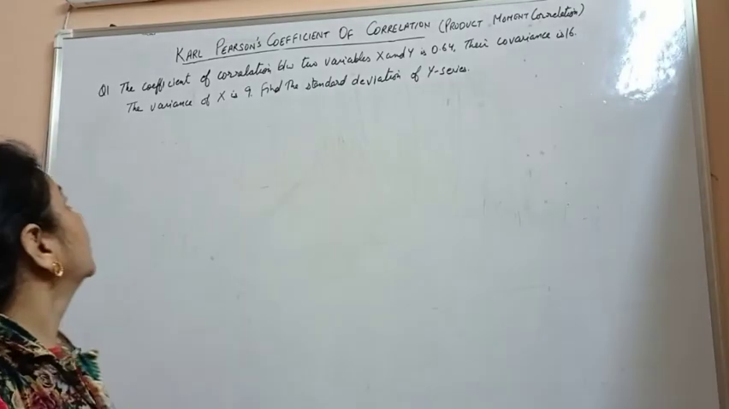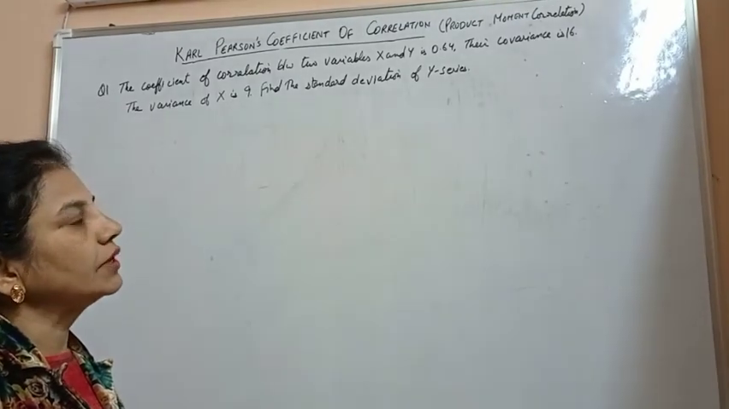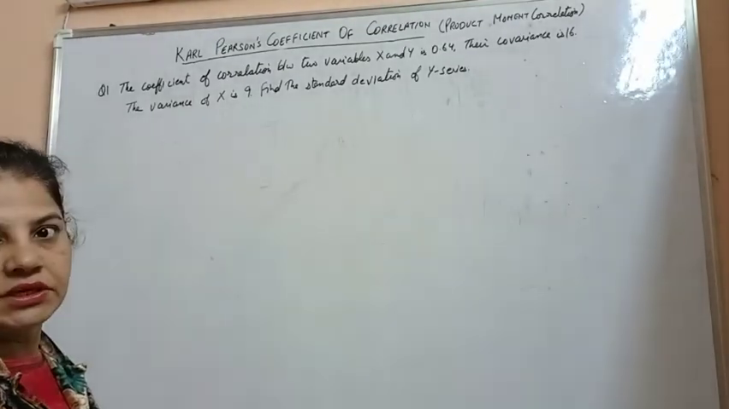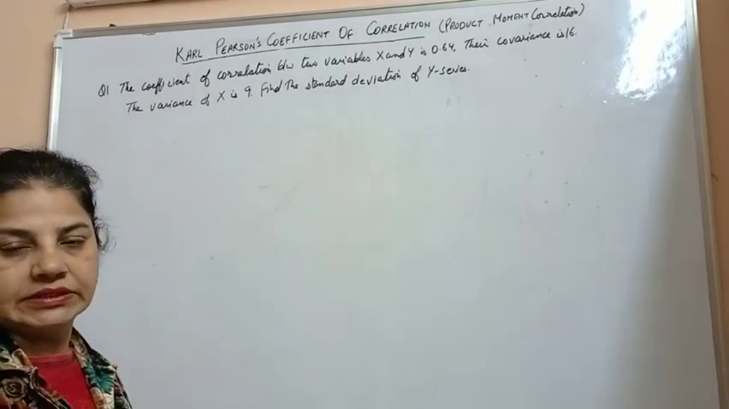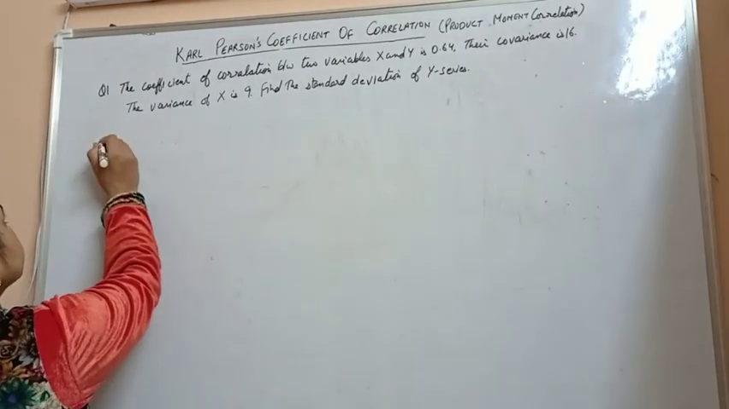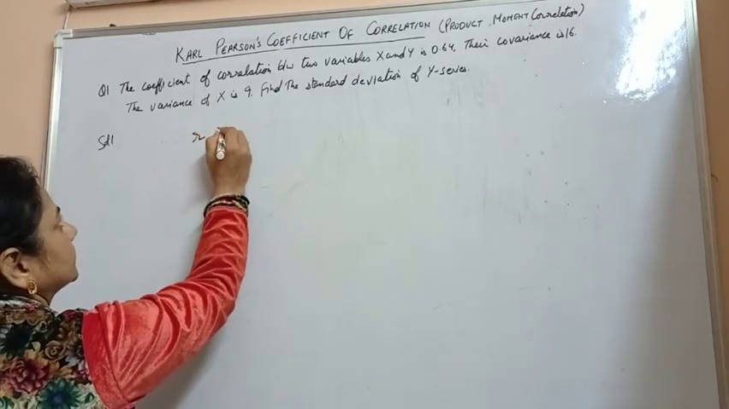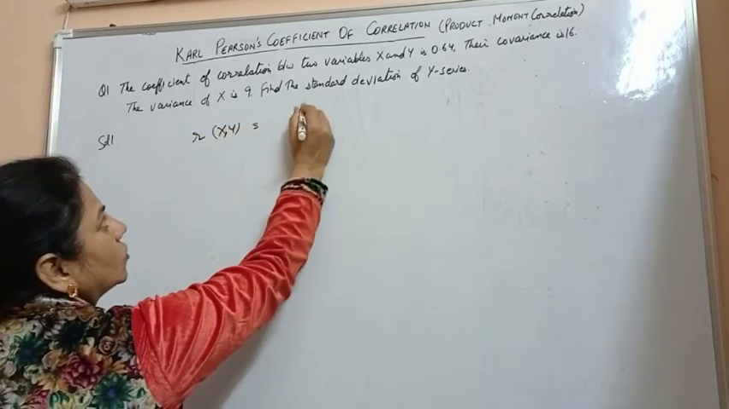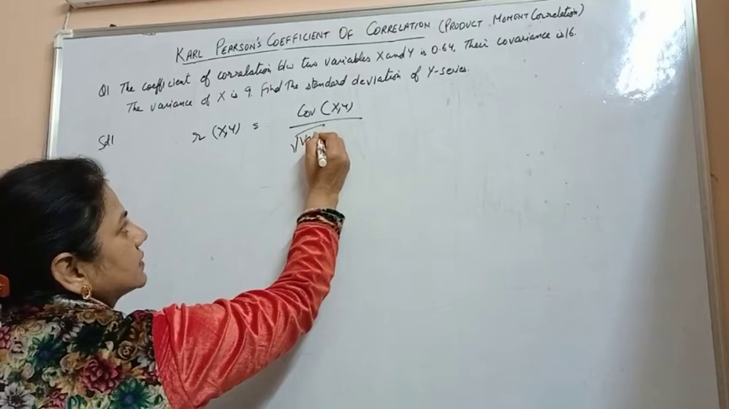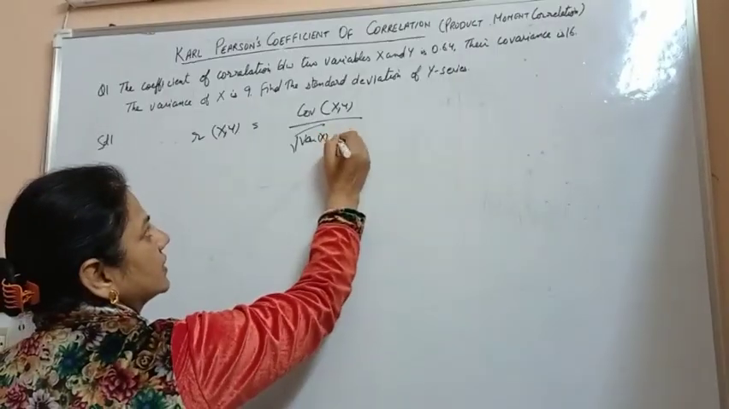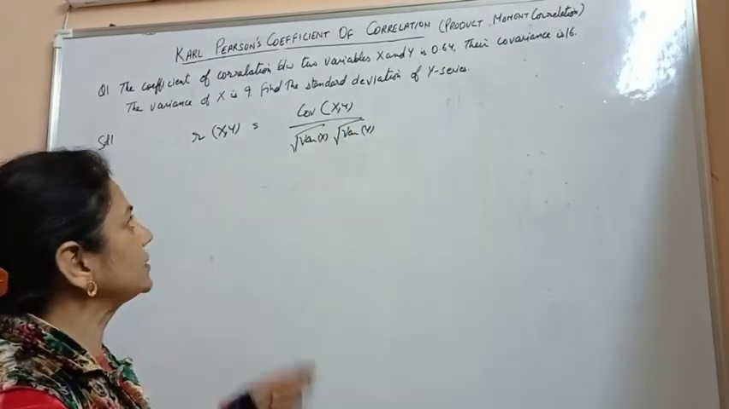Question number 1. The coefficient of correlation between two variables x and y is 0.64. Their covariance is 16. The variance of x is 9. You have to find the standard deviation of the y series. We know the formula: coefficient of correlation is equal to covariance xy divided by under root variance x, that means standard deviation of x, and under root variance y.